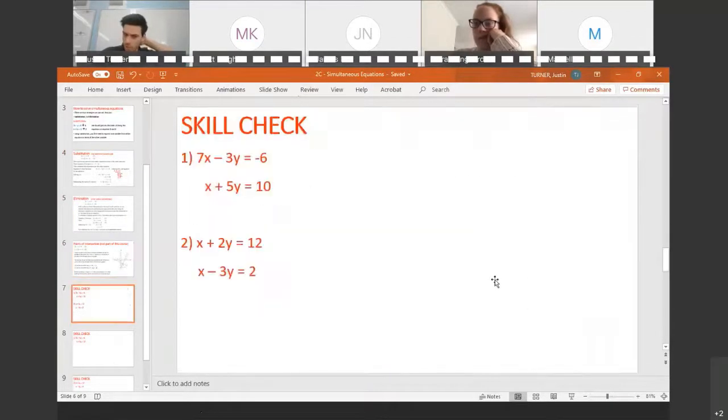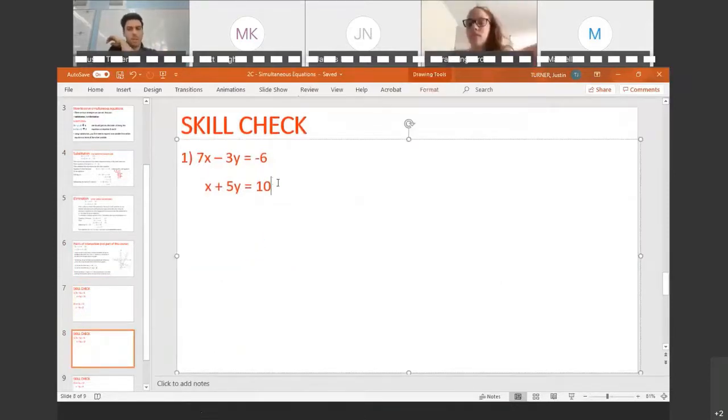Let's have a look at these ones using the substitution method. So the first thing I'm going to do is label these equations. Let's say this is equation 1 and this is equation 2. Now that I've labeled them, I know it's going to help me organize myself. Because I'm going to use the substitution method, I want to rearrange one of these equations to have one of the variables as the subject.